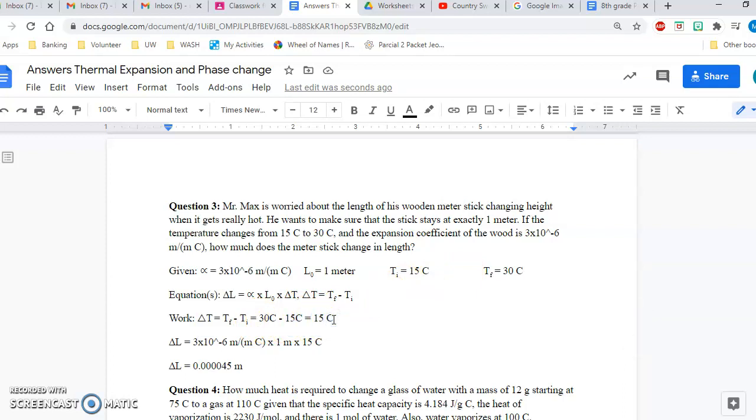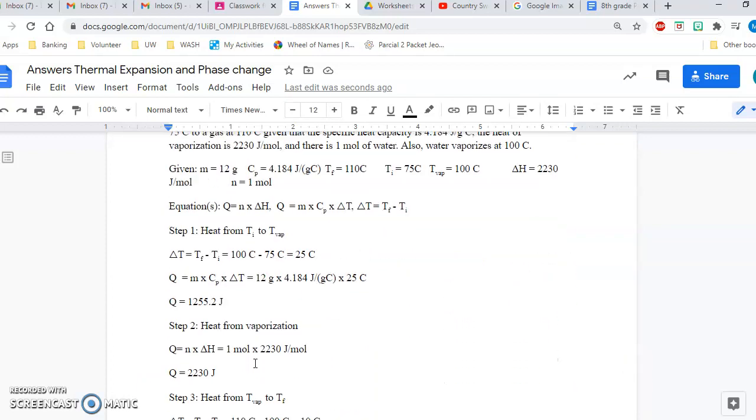Now that we have our answer 15, we can plug everything in. We can plug in our alpha, which is 3 times 10 to the minus 6. We can plug in our L, which is 1, and our delta T, which is 15. And we get a really, really small number in meters. So this says that our change in L is going to be very, very, very small. We're really not going to change much.